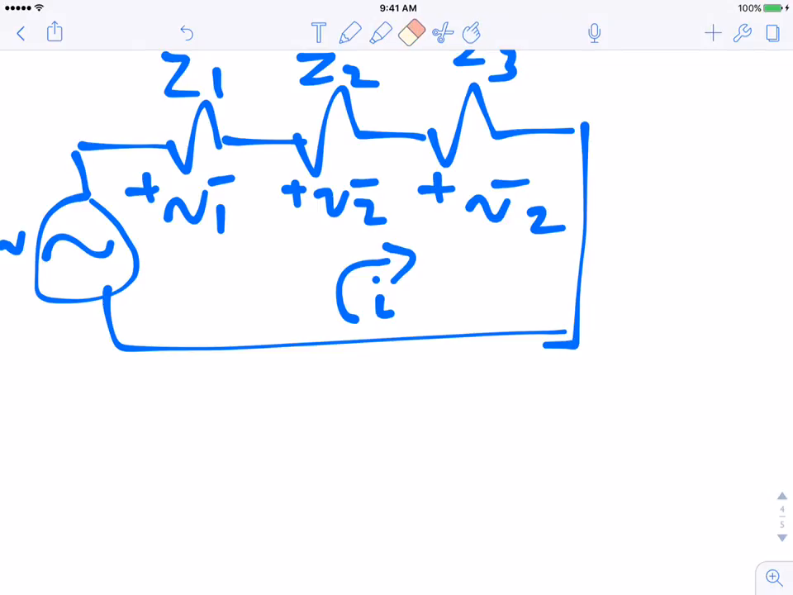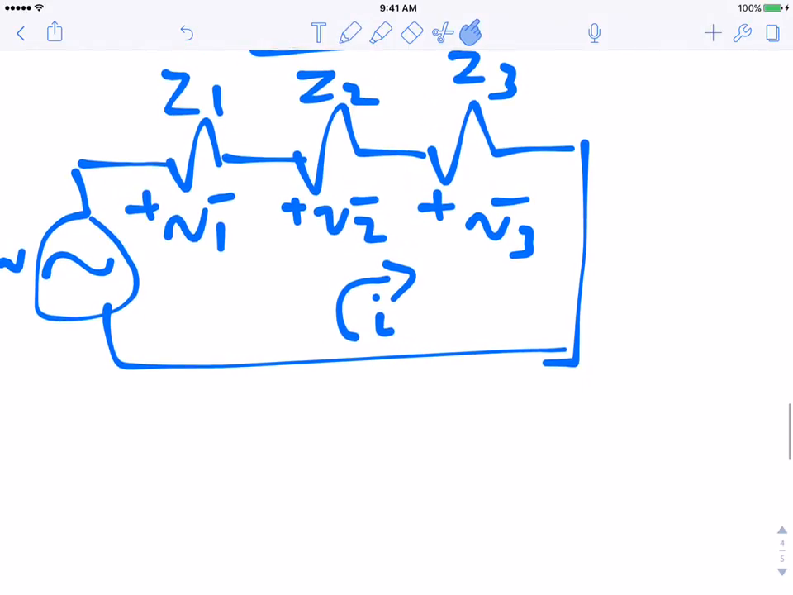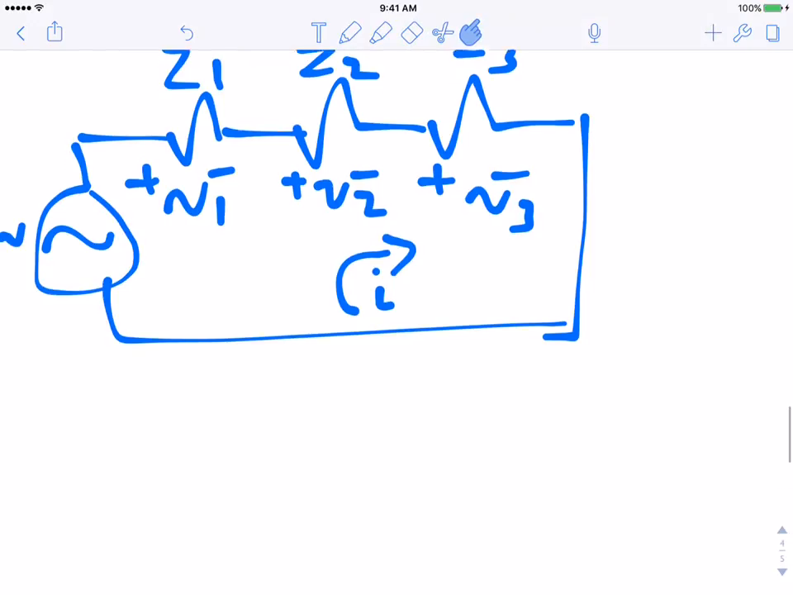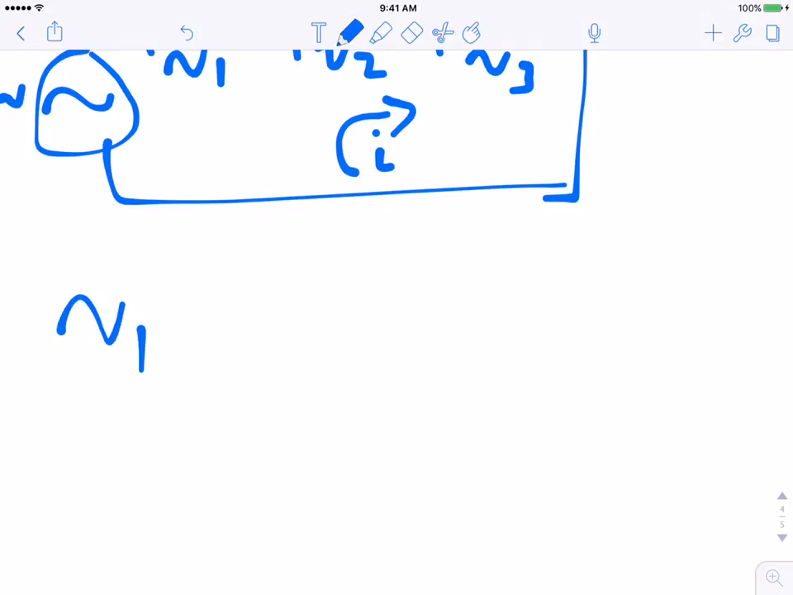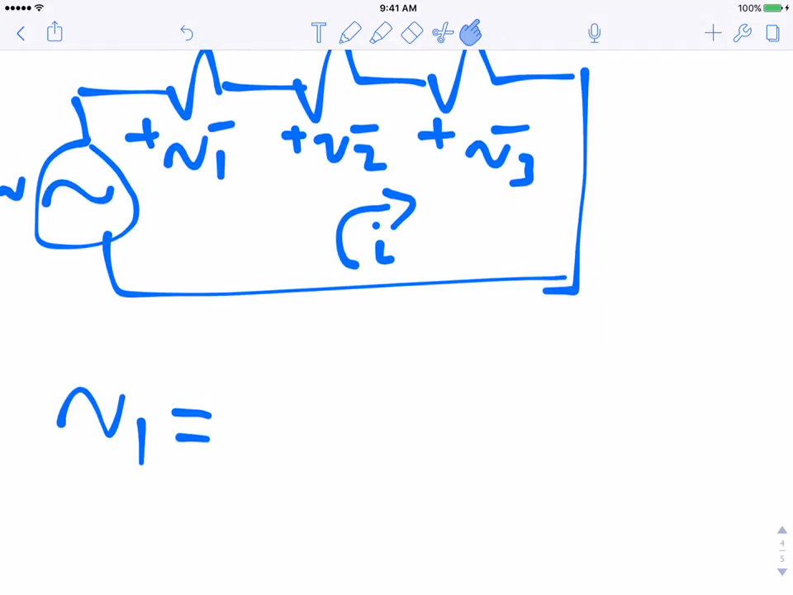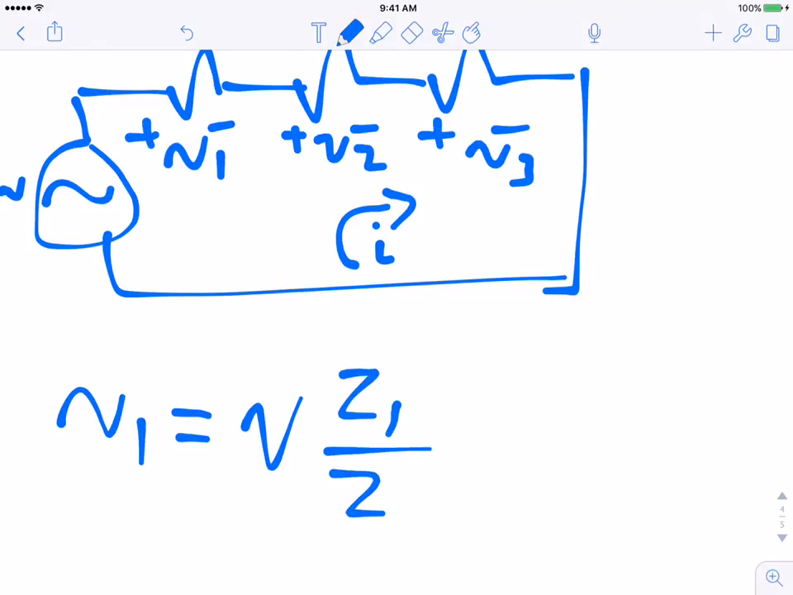How would we find the voltage in any one of these impedances? Well, the first thing to recognize is the current that's going through each impedance is exactly the same. They all are going to have I going through them. So we can use that to figure out the voltage. If we wanted to know, say, V1, that's going to be V times Z1 over Z equivalent, and we already know how to find Z equivalent.